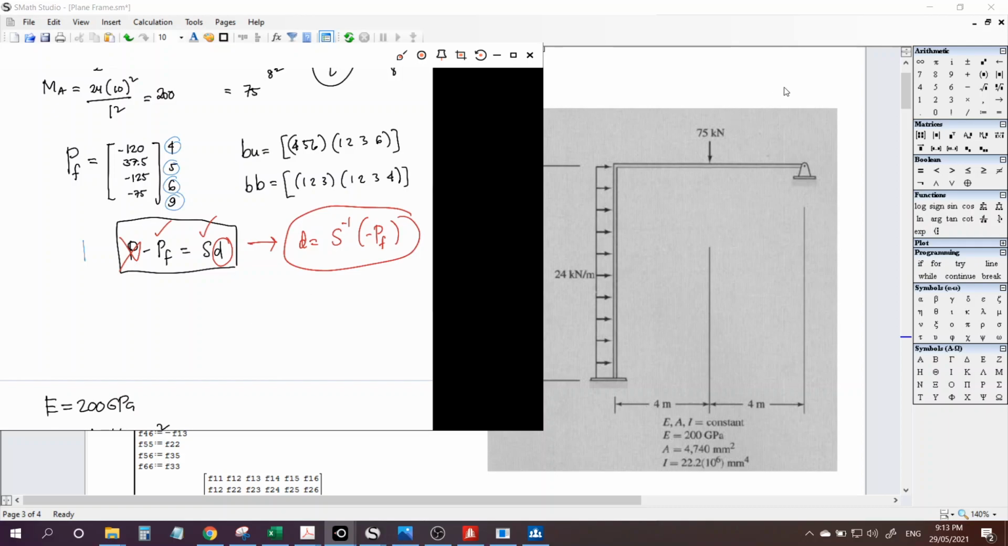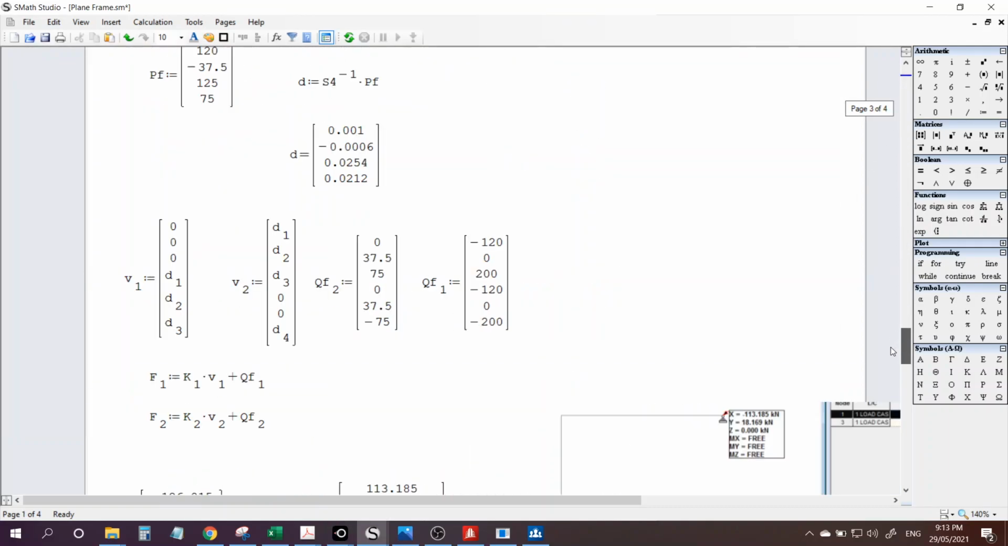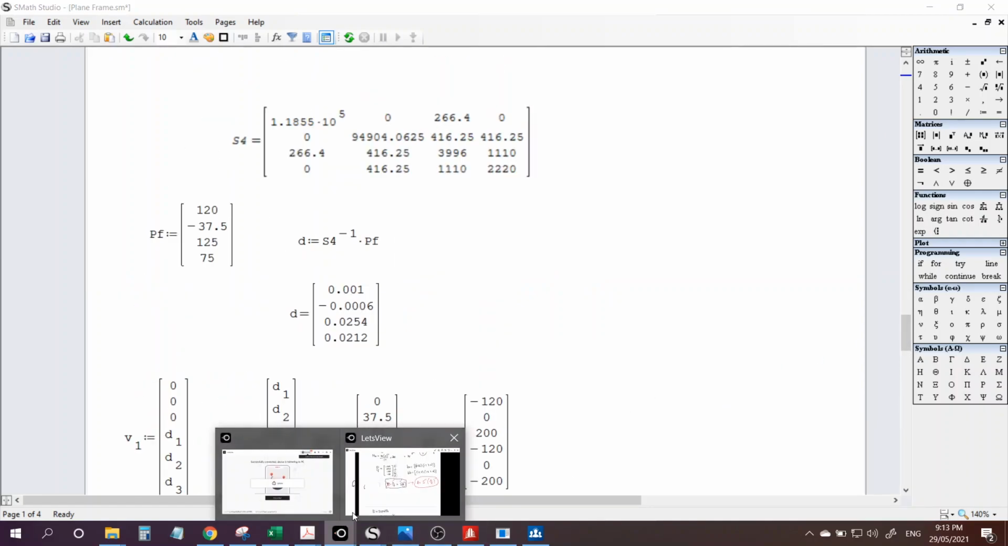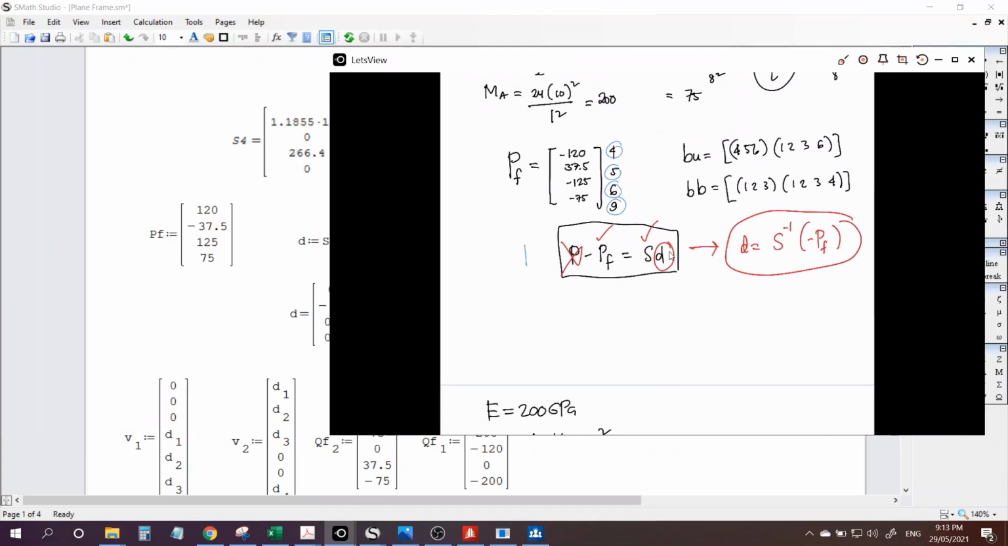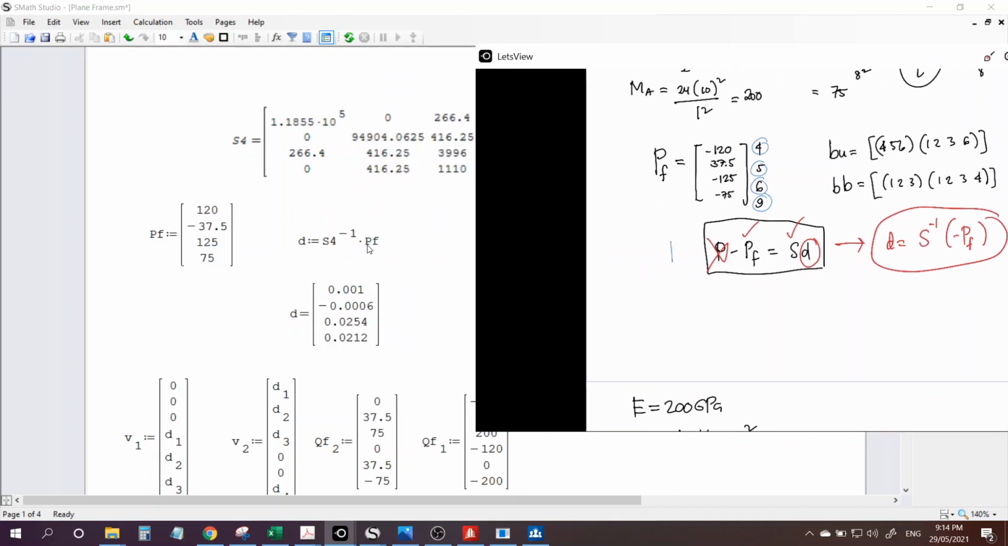Now, where's our S matrix? My P sub F here is this one, so I multiplied that by a negative sign. So negative 120 becomes positive 120, 37.5 becomes negative 37.5, negative 125 becomes positive 125, and negative 75 becomes 75. And typing in the formula S inverse times negative P sub F, we have this displacement.